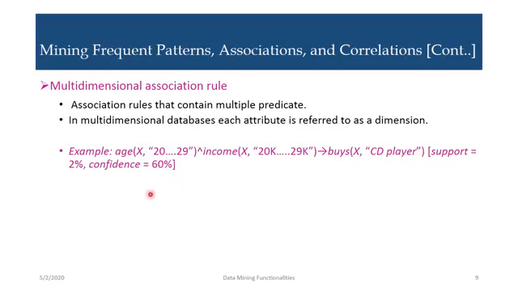Support 2% means that, of the transactions under analysis, 2% show that a customer in the age group 20 to 29 with an income level of 20k to 29k has purchased a CD player. And confidence 60% means that for customers in this age group and income group, there is a chance they may purchase the CD player.